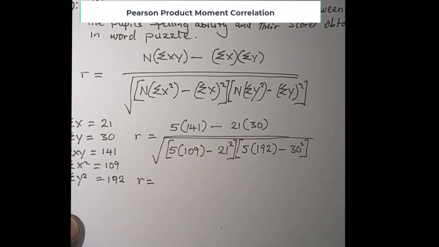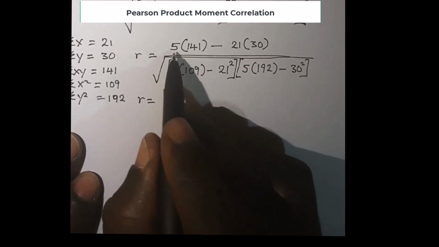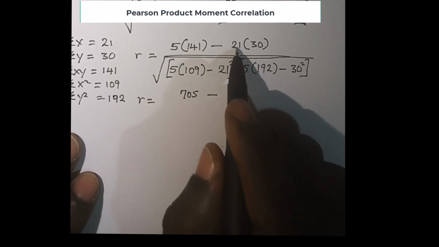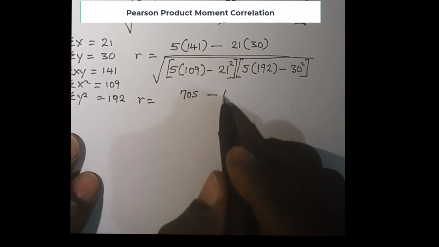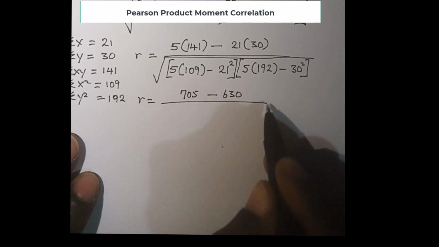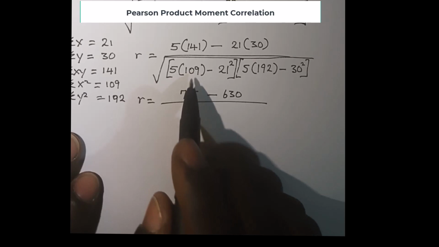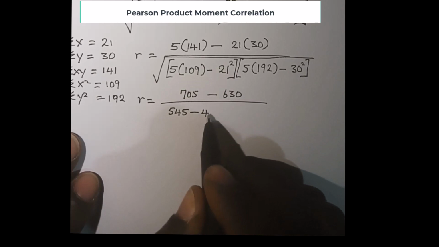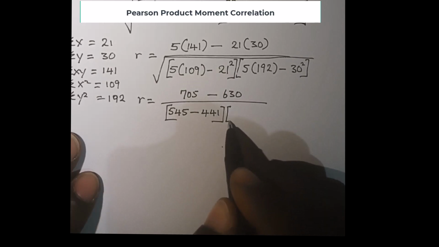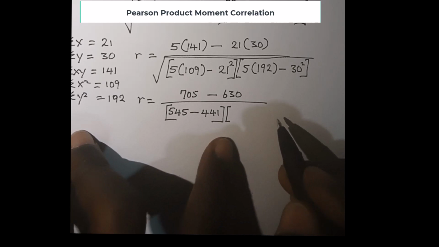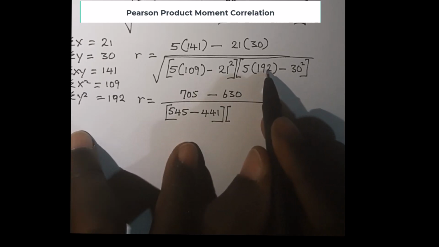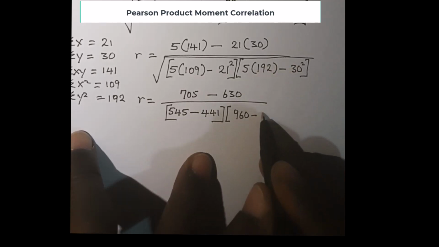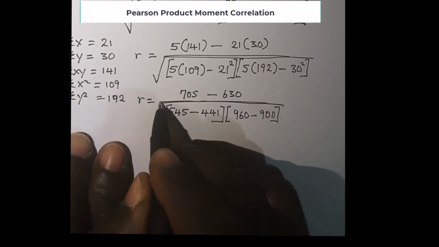So now this means that our r equals 5 multiplied by this, which will have 705, minus 21 multiplied by 30, which is 630. Now divide by 5 multiplied by 109, then we'll have 545 minus 21 squared, which is 441. This is going to multiply with that of the y variable. So 5 multiplied by 192 will have 960 minus 30 squared, which is 900. Everything is going to be under the square root.